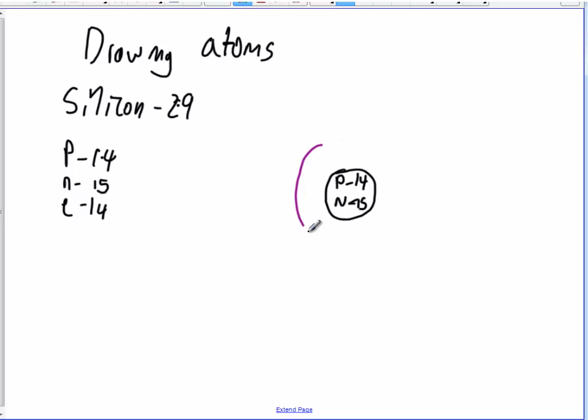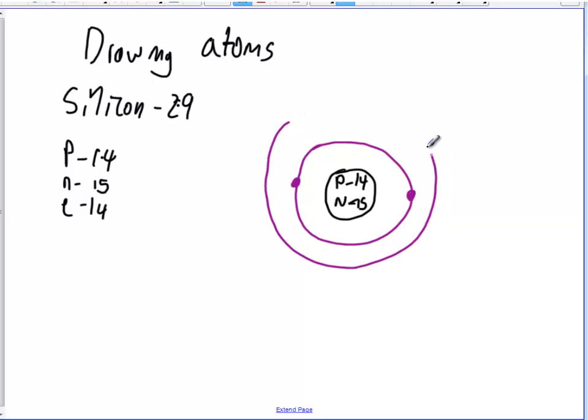So I need an energy level. Okay, so I have my first energy level. I need a total of 14 electrons, but remember the first energy level only holds 2. Now it's full. I can't put any more in there. They won't fit. So I need another energy level. So I draw another ring. Okay, I need a total of 14 electrons. I have 2. That means I need 12 more.